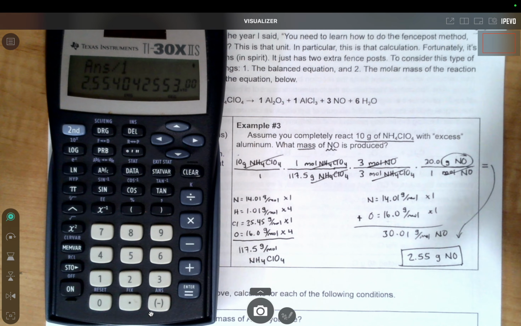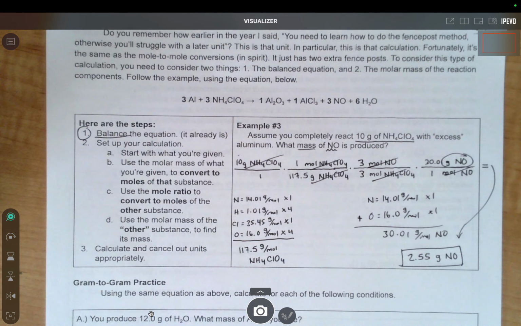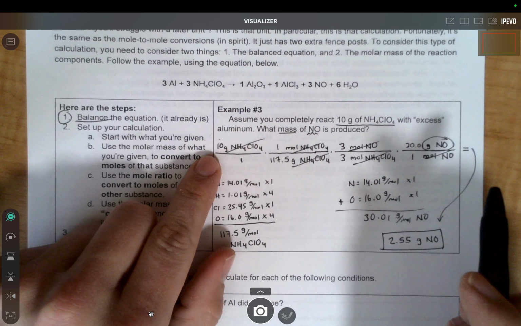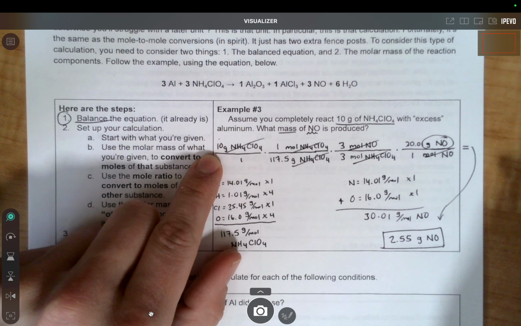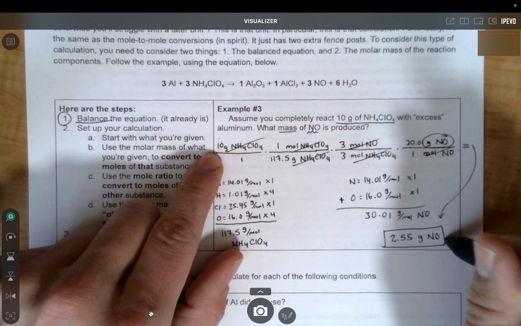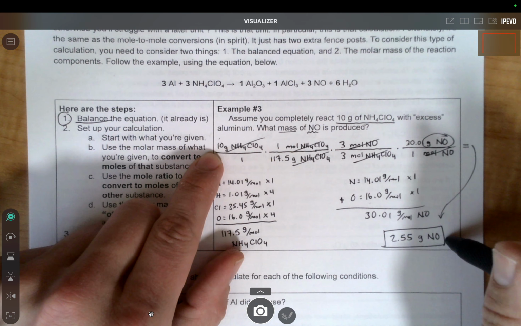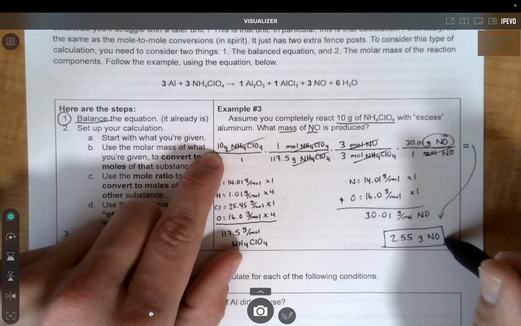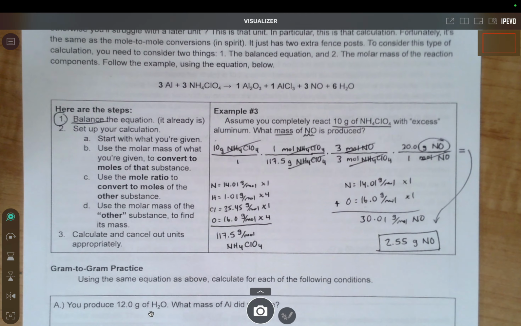Now, what does this answer mean? You've seen all these videos so far. Got to get used to thinking about this. What does this calculation say? For every 10 grams of ammonium perchlorate I react in this equation, I will make 2.55 grams of nitrogen monoxide. That is what the calculation says. Get in the habit of thinking about what your math is saying, and it'll make the math make more sense. Okay? So, here we go.